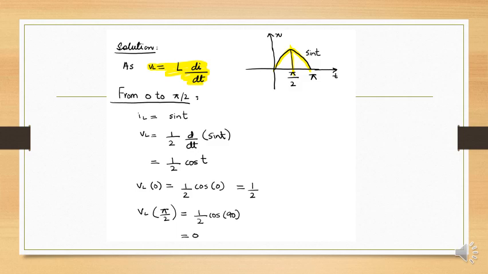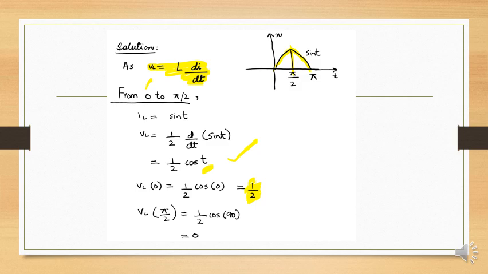When we are going to find the value of VL, put the value of inductor, that is 1 by 2, into derivative of sine of t. We got 1 by 2 cos of t. This is the equation. It means that our output would be in the shape of a cosine waveform, not in the shape of a sine waveform. Now put the values. As our time slot was starting from 0, first of all, put the value 0 in cos of t. We got 1 by 2.